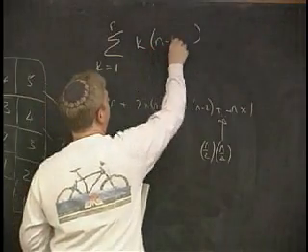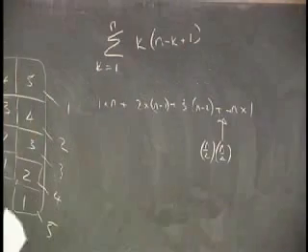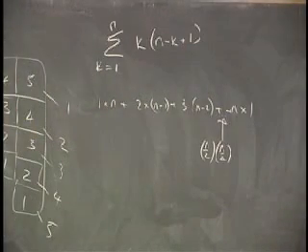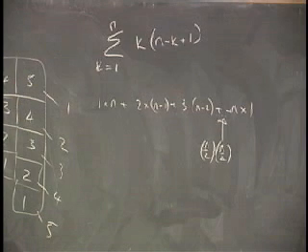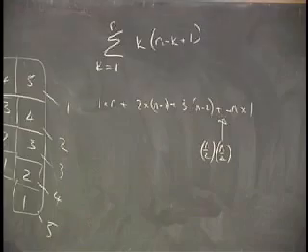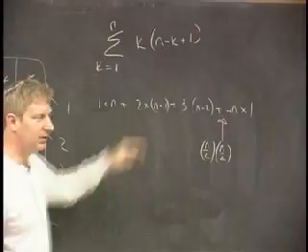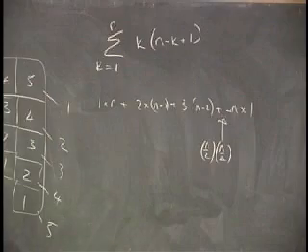n minus k plus 1. Now that I've said that, in this situation here, I'll just leave it. The truth is that we can get rid of the 1 and make it a little easier. But I'll leave the 1 in there. Let's just do it.